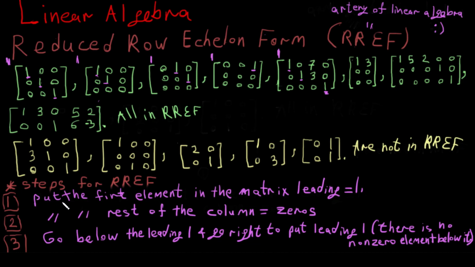And of course this condition: put the first element in the matrix equal to 1. If it's 0, you can't change it to 1. So if it's 0 or 1, it's fine. But if it's non-zero and other than 1, it's not in RREF. Here 0 is in RREF, because the third condition is satisfied. The same thing here, there is nothing below, so it's in RREF.